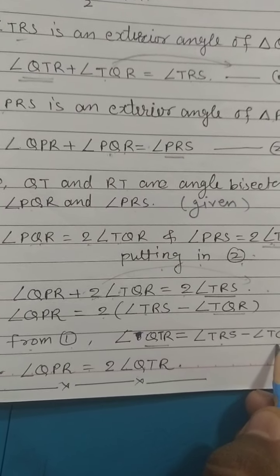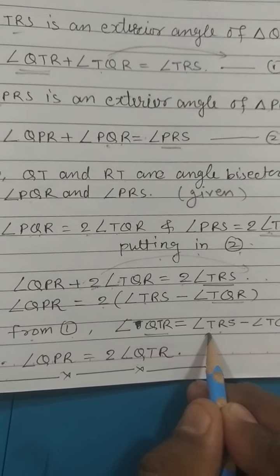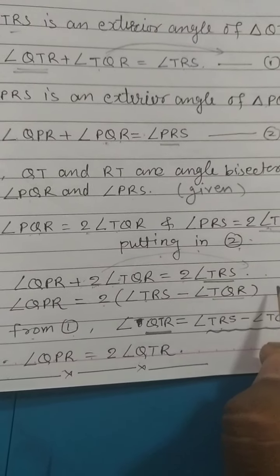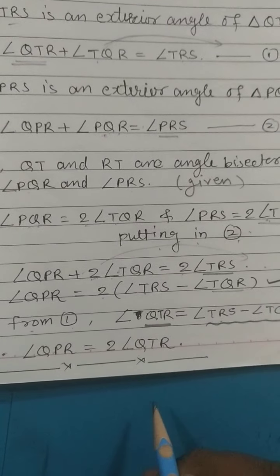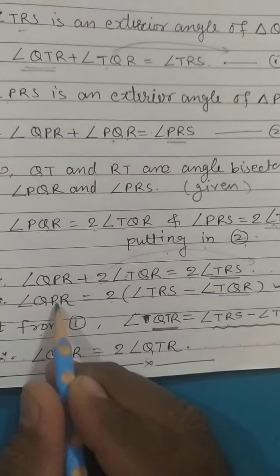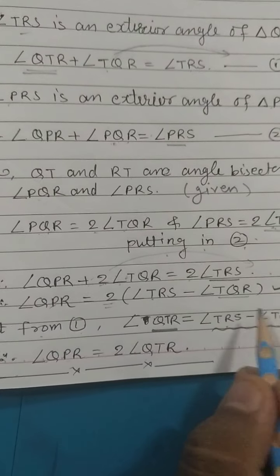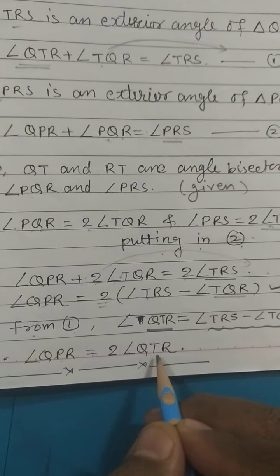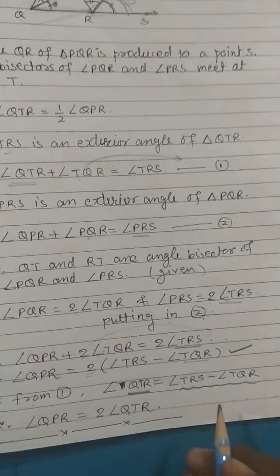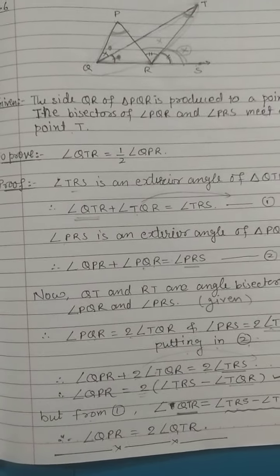Now put angle QTR in place of this, right? So this will become angle QPR is equal to 2 times angle QTR, right? So in this way you will prove this question, right?